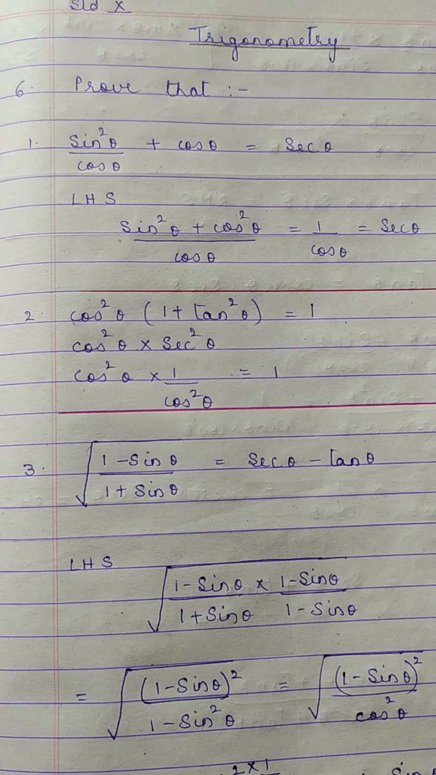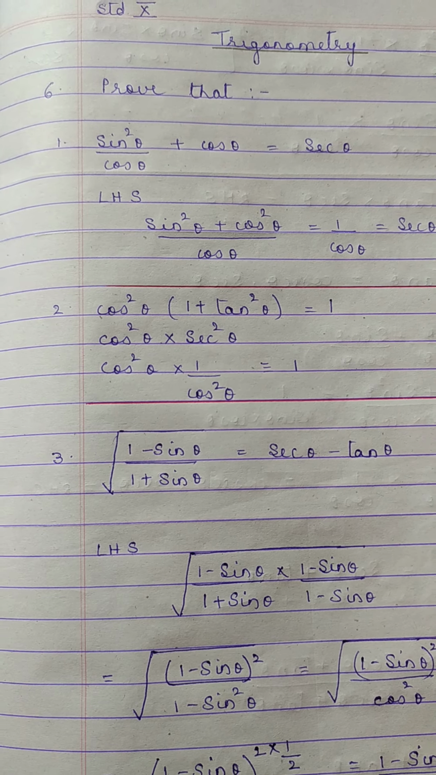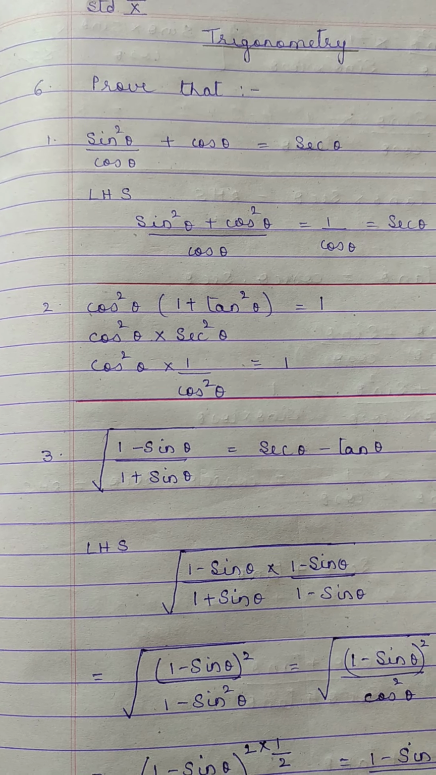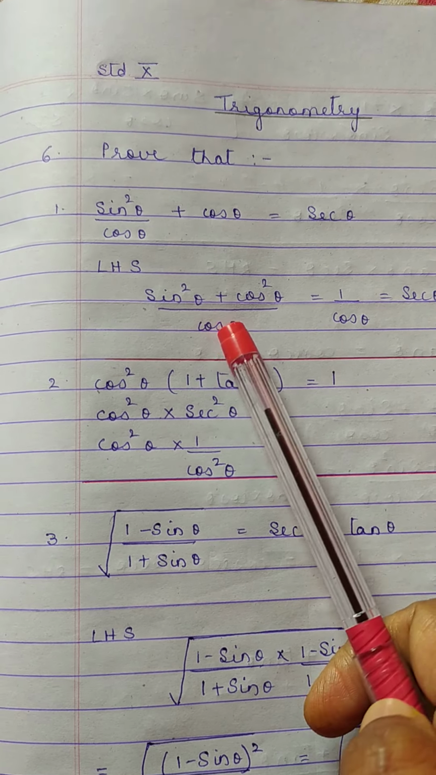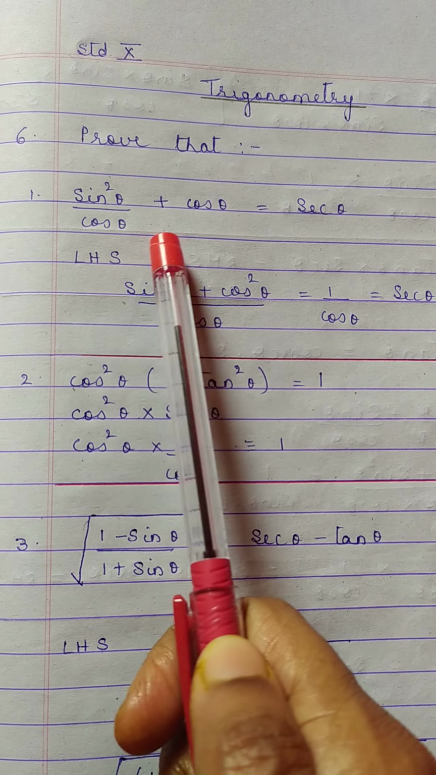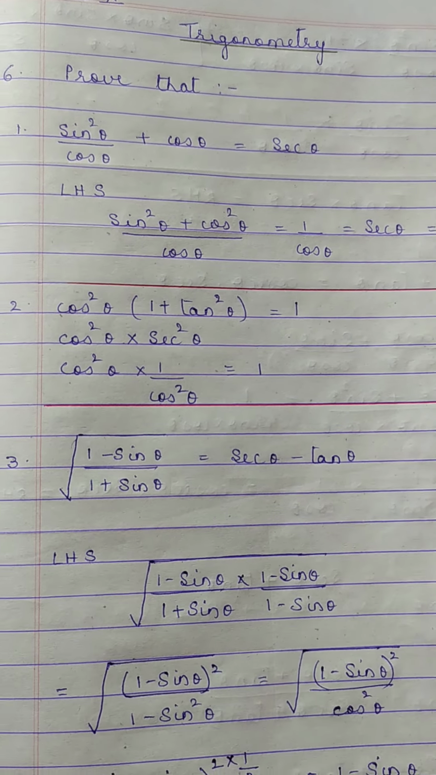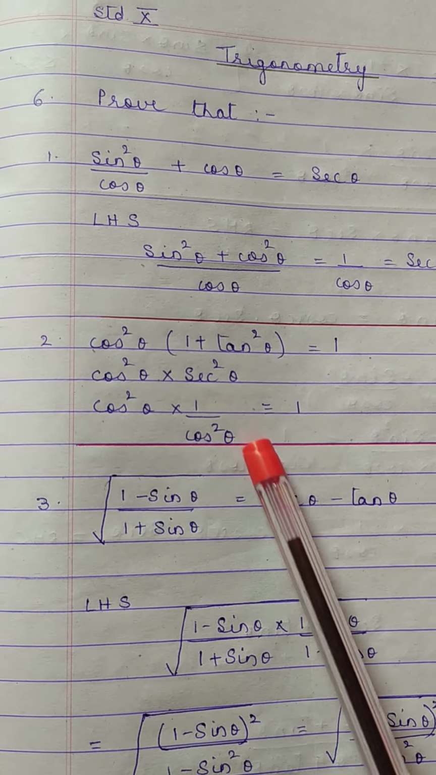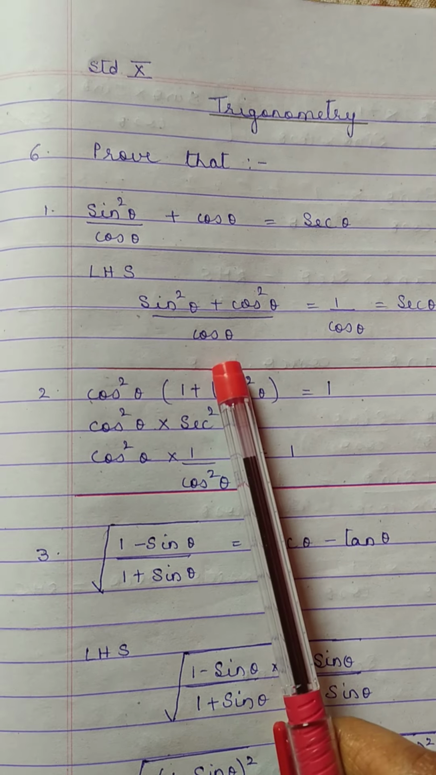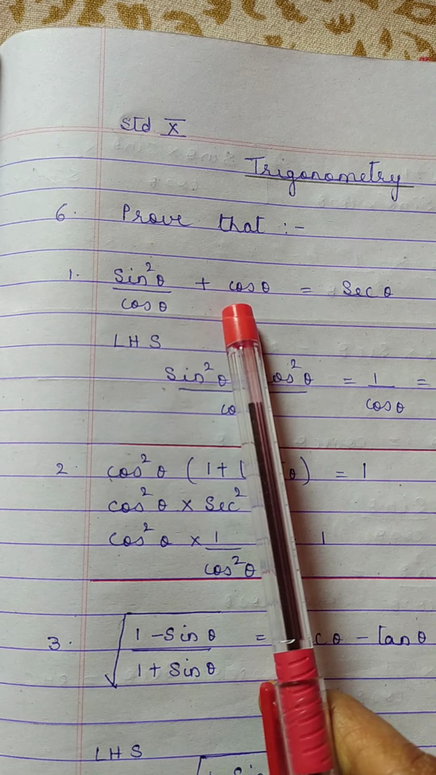Hello children. Now we begin with exercise 6.1, question number 6. Prove that. You have the first question, sin square theta upon cos theta plus cos theta is equal to secant theta. Now for this question what we do is take the LCM, which is cos theta. Now this means it is cos theta upon 1.